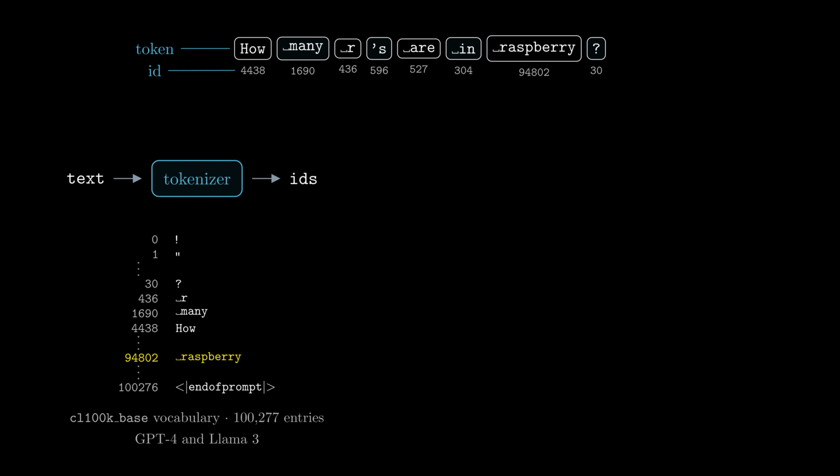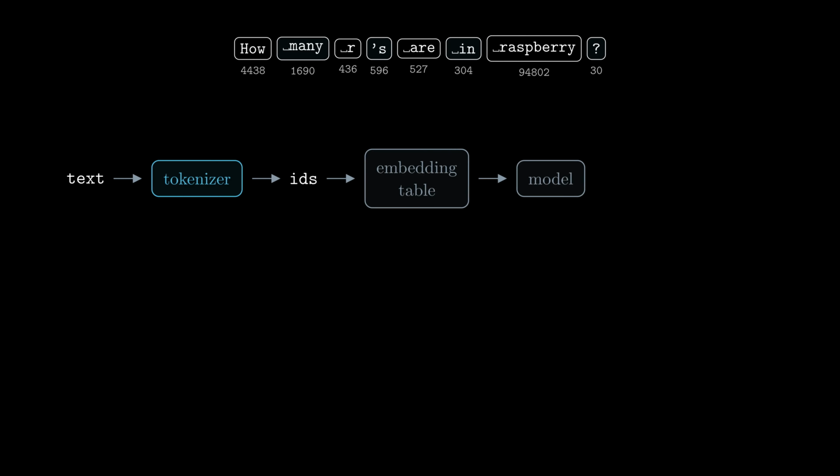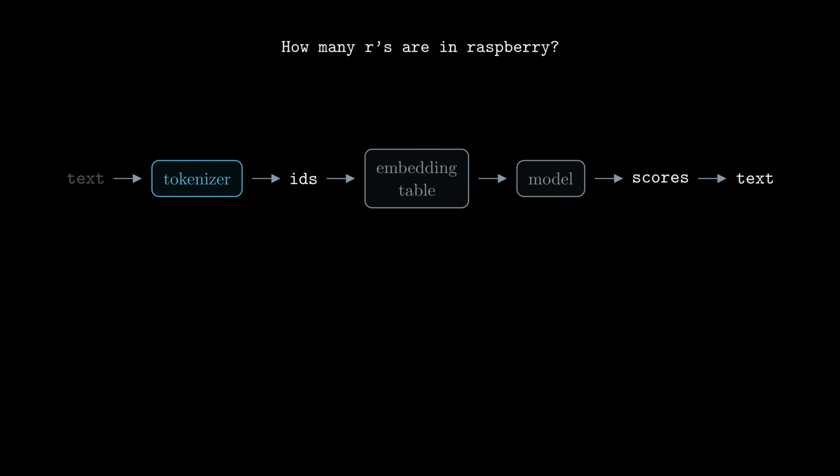That's it. The model downstream never sees text at all. It sees IDs, looks each one up in a table of numbers, we'll get to that table, and does its work. At the other end, the answer comes back as IDs, and the same tokenizer turns them back into text. Encode going in, decode coming out.